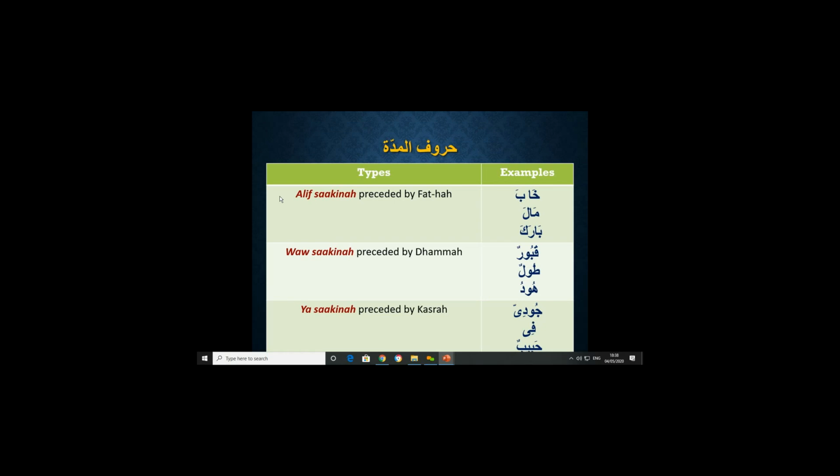And likewise, waw sakina is waw. Qubur, qubur. So that waw, waw sakina preceded by a letter with dhamma, pesh on it. Bur, dhamma. Tul, waw sakina preceded by ta with dhamma. Hud, ha has dhamma on it. So waw sakina preceded by dhamma on it, pesh on it. So this is waw maddiya. Natural prolongation has to be done here.